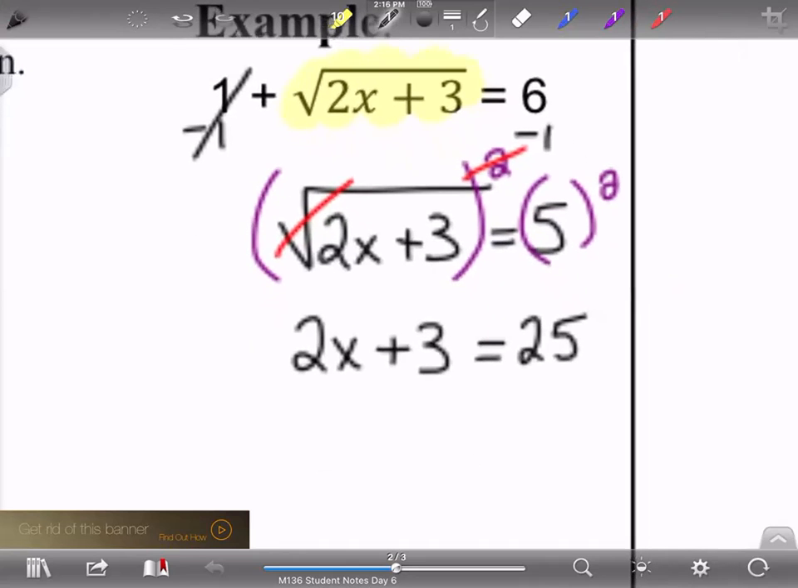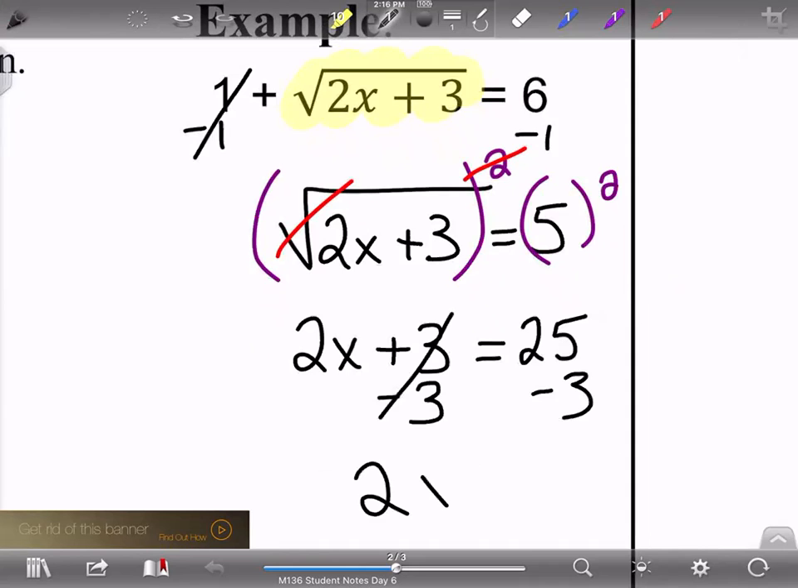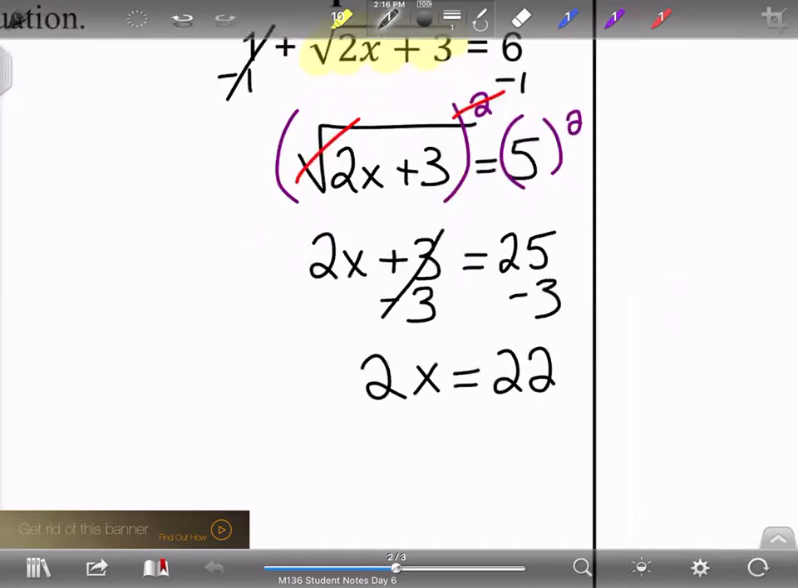Now we have a multi-step equation in which we need to solve for x. In order to solve for x, we are going to subtract 3 from both sides. It's going to give us 2x equals 22. Then we're going to divide both sides by 2 to get an answer of x equals 11.